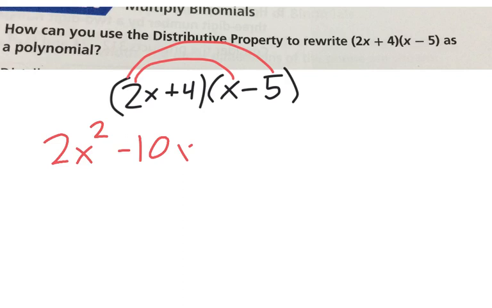Now what am I going to do? I'm going to take the second term times everything in the second parentheses. 4 times x is 4x. 4 times negative 5.